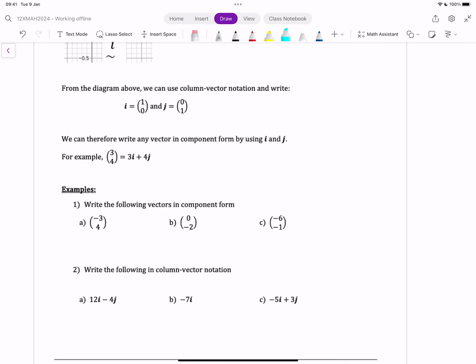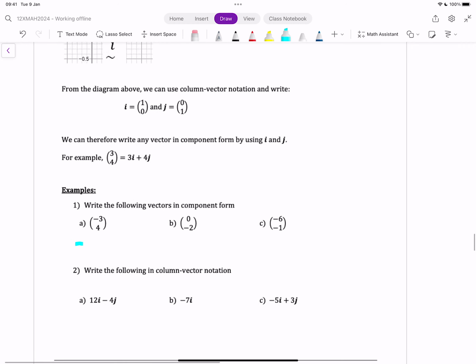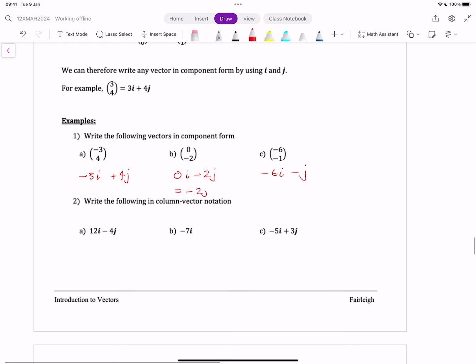So write these in column component form. It's minus 3i plus 4j. Here we've got 0i minus 2j, which we would just say minus 2j. And we've got minus 6i minus j. Going back the other way, 12i minus 4j would be 12, minus 4. This would be minus 7, 0. There's no j component. And this would be minus 5, 3.